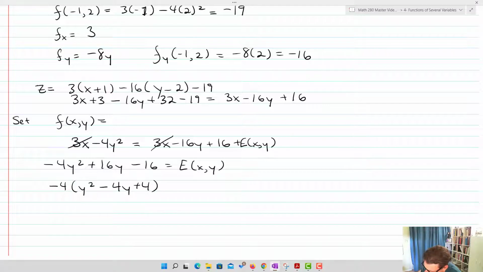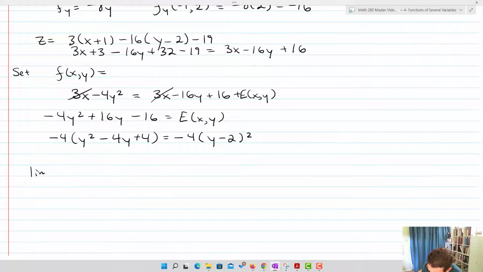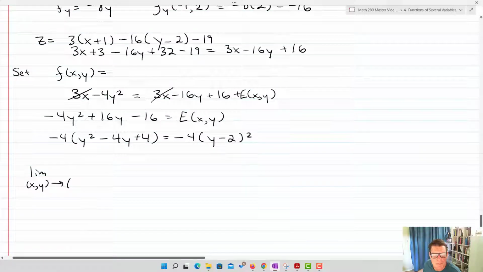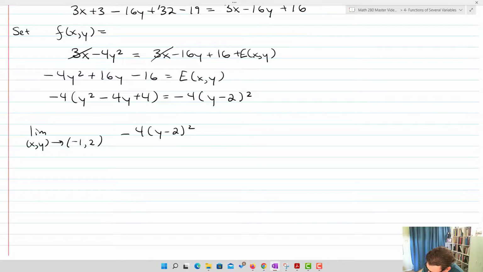Well, that makes life easy. And that ends up being negative 4 times y minus 2 squared. So that's my e of xy. Now I've got to prove the limit as xy approaches negative 1, 2. Yep, negative 1, 2. We'll take e of xy, so that's negative 4 times y minus 2 squared divided by the square root of, in this case, x plus 1 squared plus y minus 2 squared.